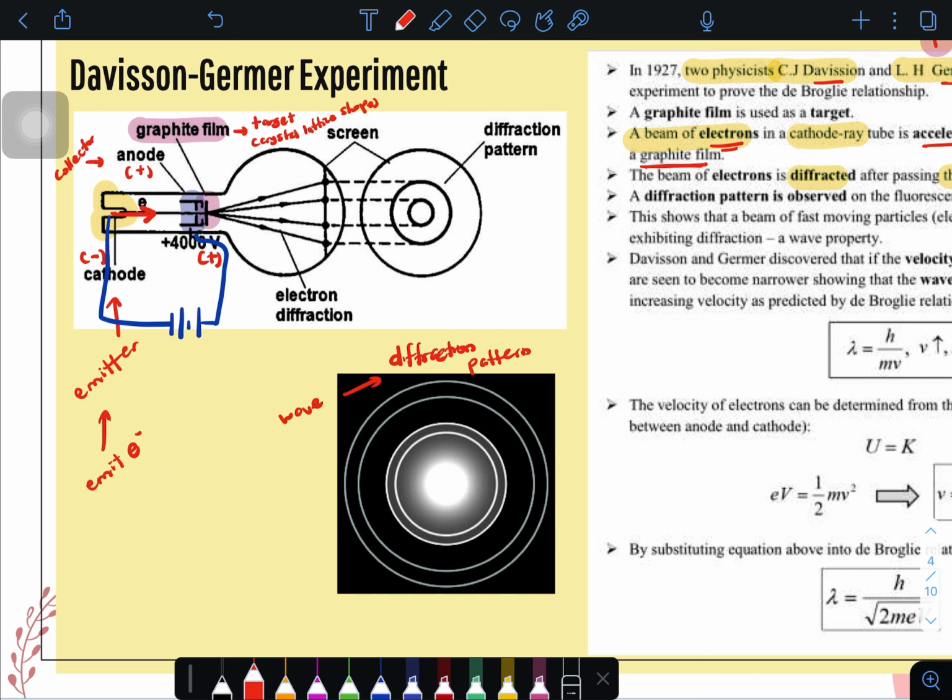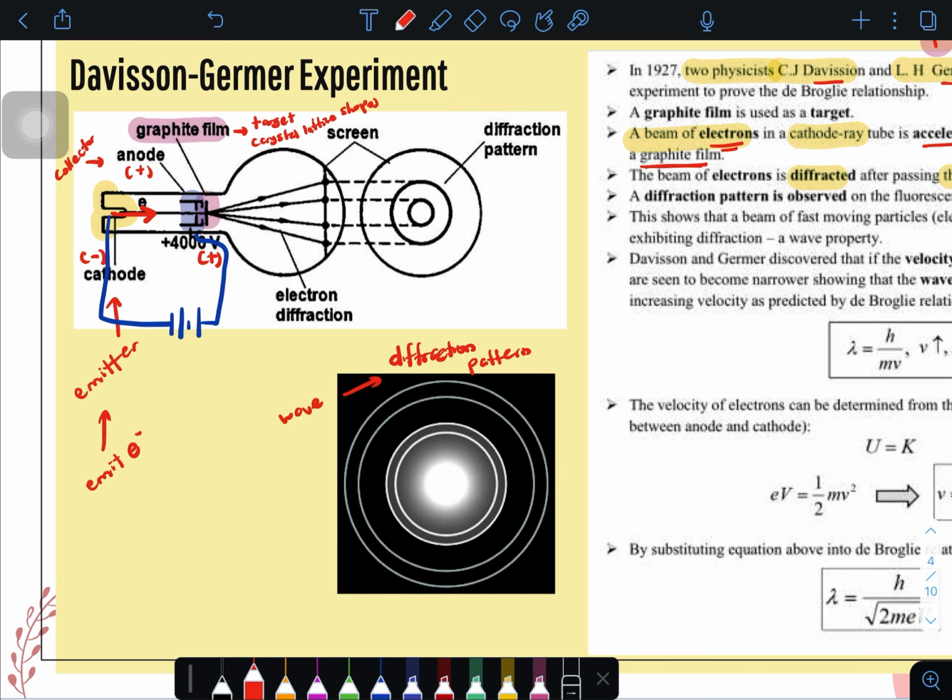Tetapi bila kita fire an electron as a particle, pass through the graphite films, we saw this kind of pattern. Pattern ini ialah kalau kita ada wave. So dia kata dekat sini, a diffraction pattern is observed on the fluorescent screen.